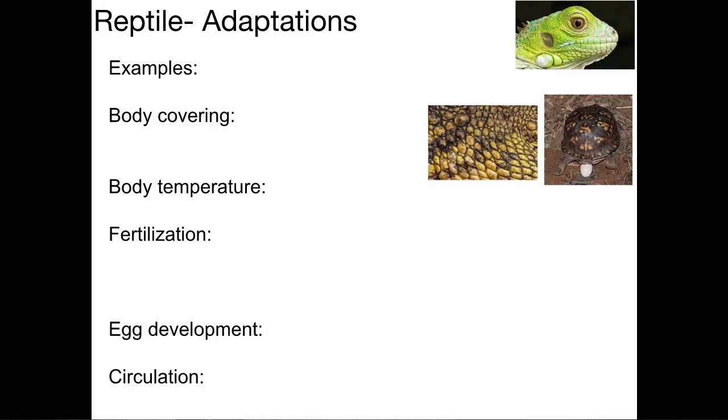Okay. So what are examples of reptiles? Give me one group of reptiles. Snakes. Okay? Lizards. Turtles, tortoises. Crocodiles, alligators. Those are our major groups.